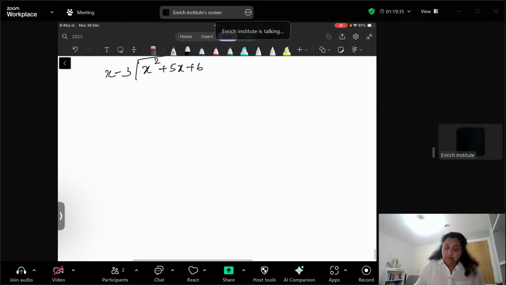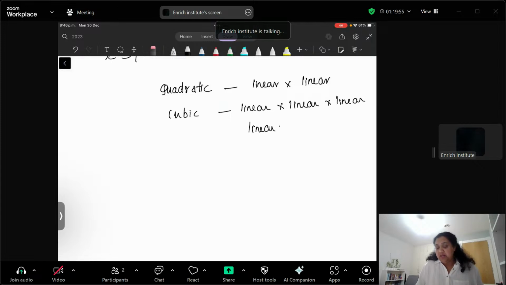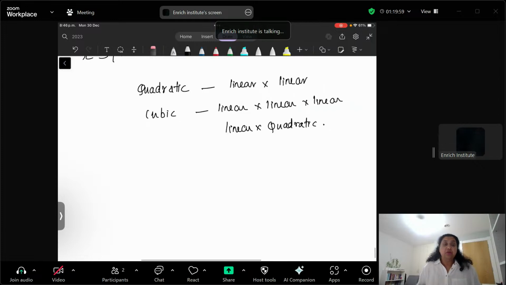There is one more thing. Last one before we go into the exam question. If it is a quadratic, it will have two factors. Both are linear. If it is a cubic, it can have multiple options. It can have a linear and a linear factor, or it can have a linear and a quadratic as a factor. You need to remember this, because when they give the question, if it is a cubic, you will have all these factors in place.